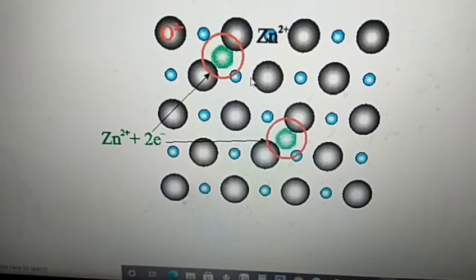Zinc oxide is white in color at room temperature, but on heating it loses its color and turns yellow, from white to yellow. What happens is that there is excess of zinc in the crystal. If you take zinc oxide, it is actually Zn1+xO, which means excess zinc is present. The excess zinc ions move to interstitial sites, and the electrons move to the neighboring interstitial sites.